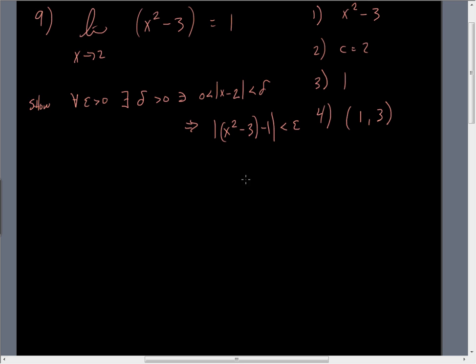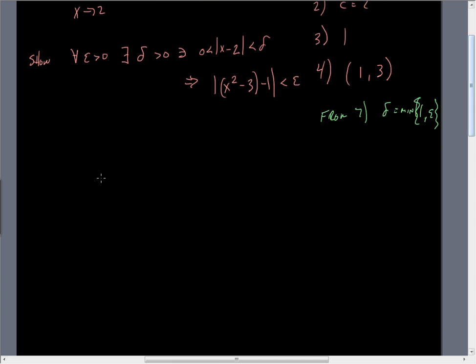Okay, now in number 7, I didn't include this, but what I really should have said is, from 7, let delta equal the minimum of 1 and epsilon. Because if epsilon is larger than 1, we want the smallest one that's possible. We're going to use that same idea here.